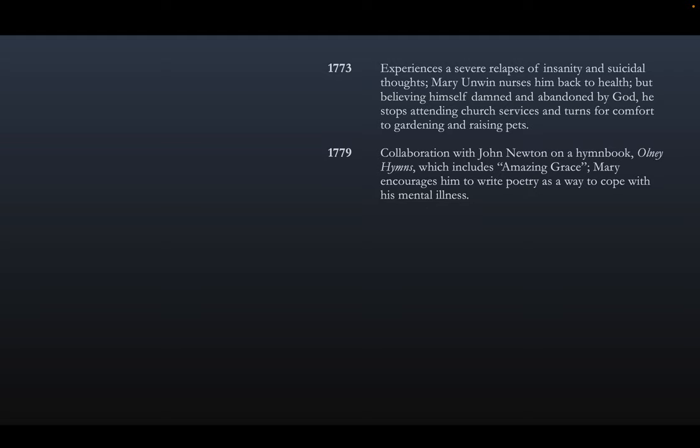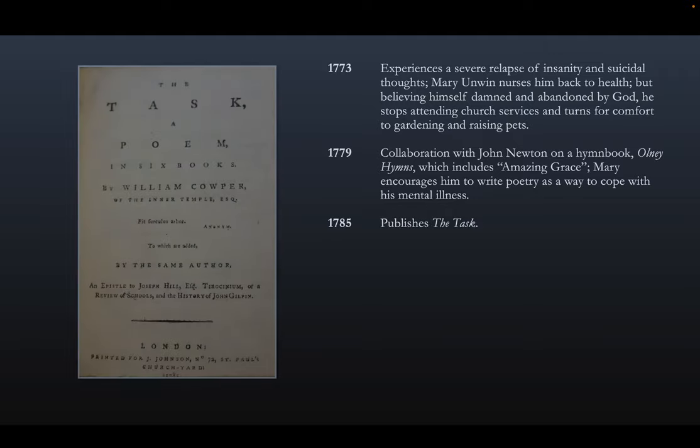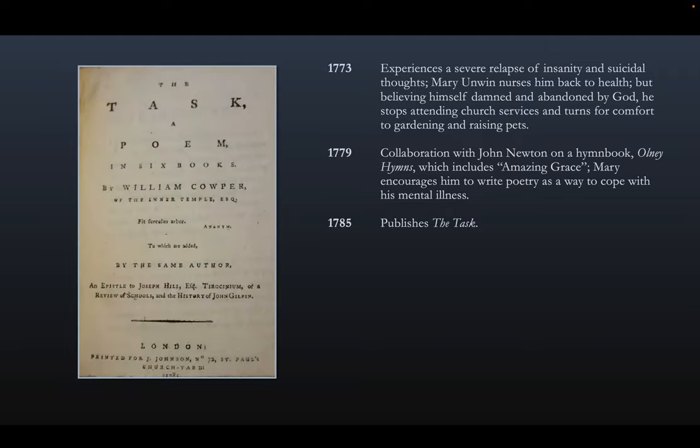In 1779, the Olney hymns are published, and the most famous of them is "Amazing Grace" by John Newton. And that's a hymn that we all know, and many of these hymns made it into American hymnals, Protestant hymnals, in the 18th century, and are still sung today. Mary encourages Cowper to write poetry as a way to cope with his mental illness, and some of those poems would finally be published in 1782.